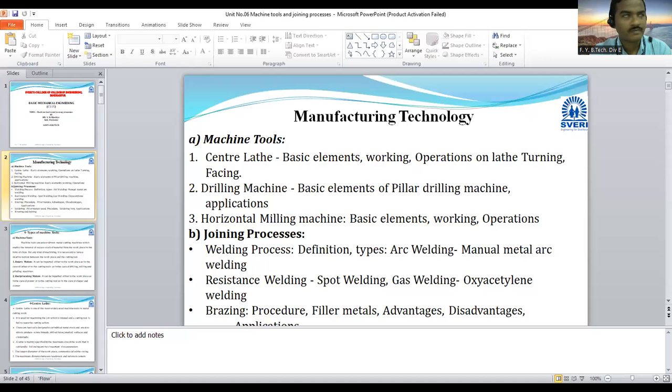Good morning, everyone. So today we'll start the new topic, that is machine tools and the joining process. Previously the title of this topic was manufacturing technology, but as per the revised syllabus, the title is machine tools and the joining process, right? If you see the syllabus contents in this unit, the first part is machine tools. Second part is joining process, that is B.